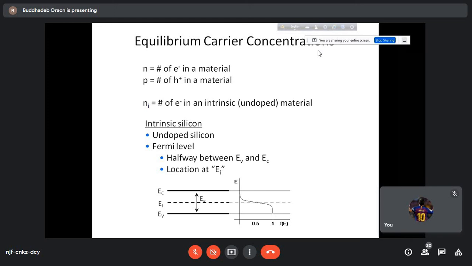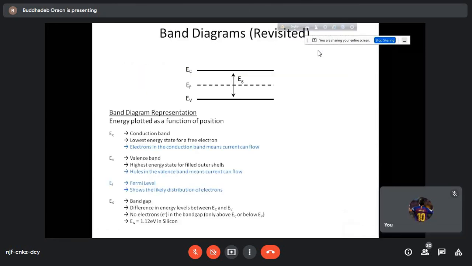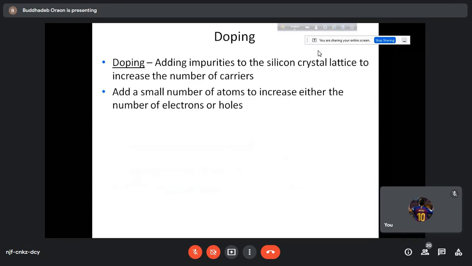So for an intrinsic semiconductor, as you have seen, there is an energy gap. On the energy level diagram, there is the lowest level of the conduction band and the highest level of the valence band. This gap is called the energy gap, and we have the position of the Fermi energy level at the middle. On the right-hand side, it also shows the Fermi function at a temperature above absolute zero. This is the same diagram we have taken.